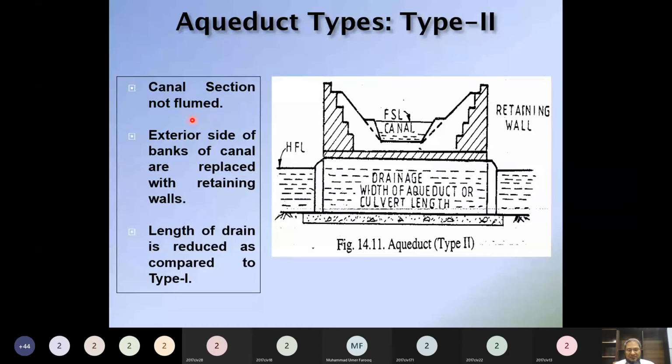कैनाल सेक्शन नॉट फ्लूम. इसमें जो कैनाल की विड्थ है, बेड बॉटम विड्थ है, उसको कम नहीं किया जा रहा, वैसे की वैसे ही आ रही है. ये देखें, ये कैनाल सेक्शन इज सेम, वही जैसे पीछे से आ रहा था. Exterior side of banks of canal are replaced with retaining wall. अच्छा, ये जो बैंक थे बड़े हुए उसको हमने कम कर दिया और यहाँ रिटेनिंग वॉल्स दे दी. उससे का फ़ायदा क्या हो गया? द लेंथ ऑफ द ड्रेनेज पाथ थी, जो लेंथ ऑफ कन्वर्ट है या विड्थ ऑफ द एक्वेडक्ट है, दैट इज रिड्यूस्ड. ठीक हो गया? एज कंपेयर टू टाइप 1. सो दैट इज टाइप 2 एक्वेडक्ट. क्लियर है भाई?